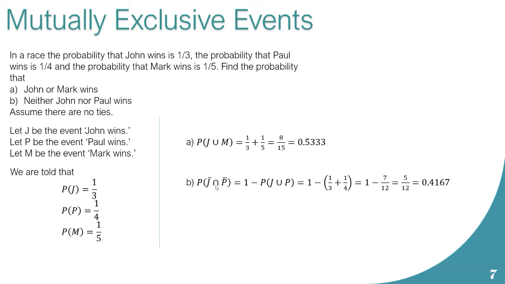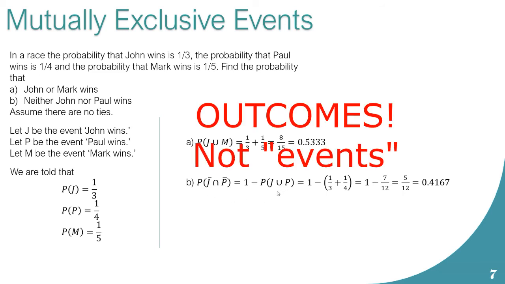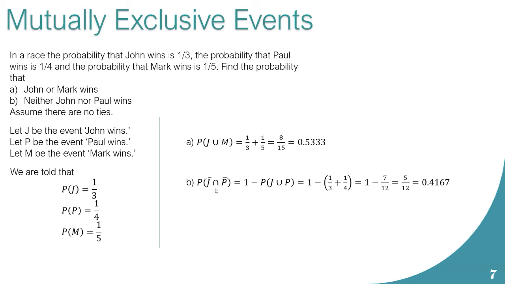This is the event in which Paul does not win. In other words, this includes all the outcomes in which Paul does not win and John does not win. The complement of this will be all events in which either John wins or Paul wins. And so the probability of this event is going to be 1 minus the probability of this event.